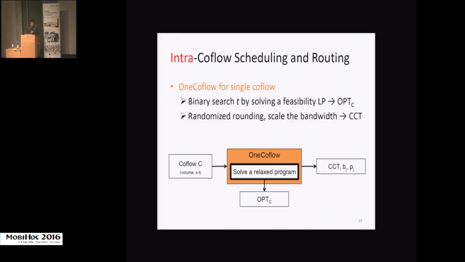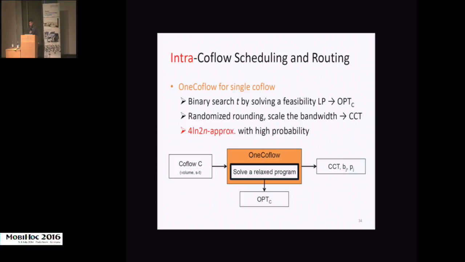So here's the framework of Untitled. And the input for Untitled is actually the information of Untitled C, includes the volume and the source and destination pair of each flow. And the output of Untitled is mainly a valid strategy, which is denoted as the bandwidth B and the path P for all of the flows. And during the computation, Untitled also outputs the optimal value for program P.